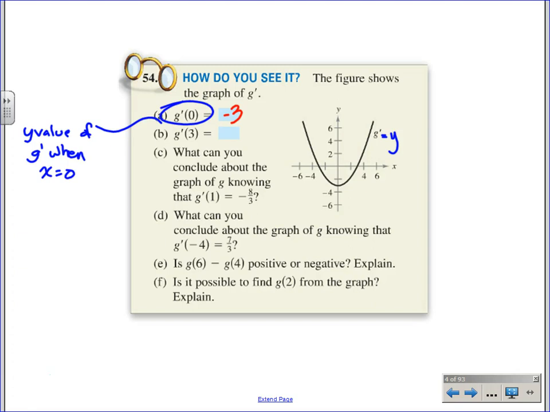Go team. Okay, how about letter B? How about letter B? What's letter B? 0. It's the y value when x is equal to 3, right?